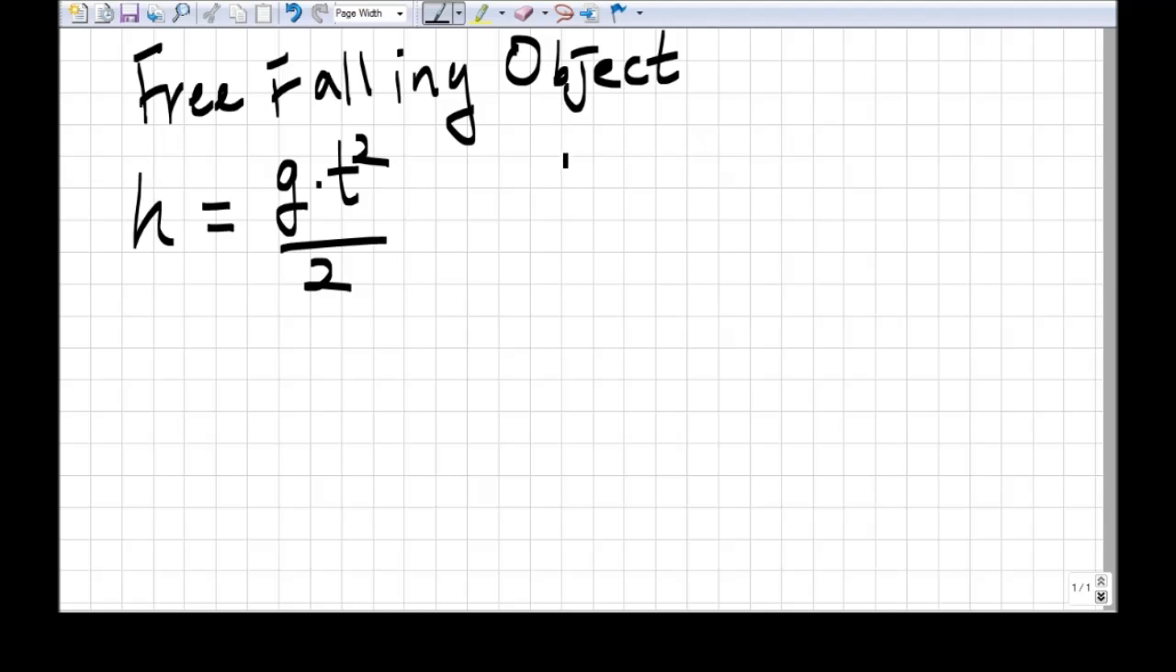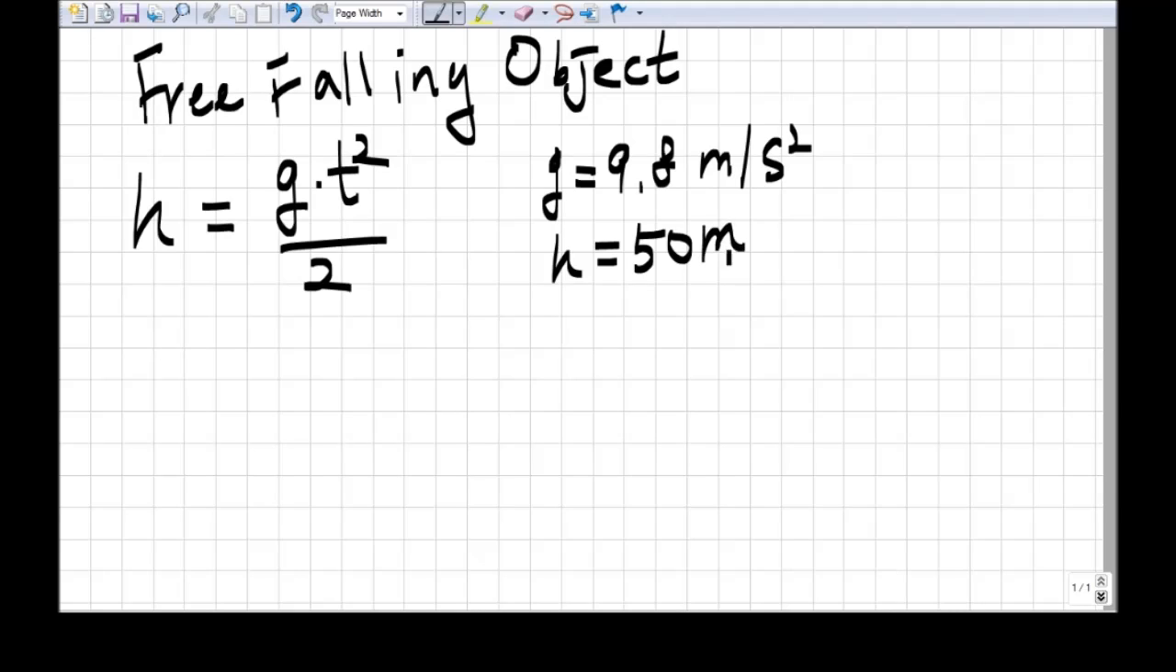Now we all know g is 9.8 meter per second square, and our h is assumed to be 50 meter. What I want from here is to get something like that. So I want to use this equation to get to this result.